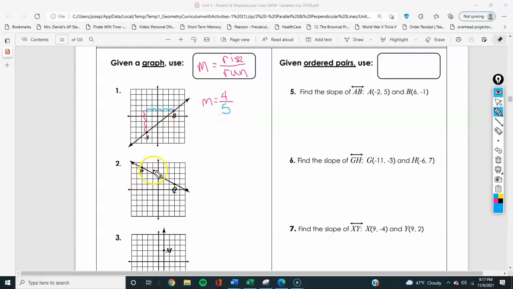Alright, let's take a look at number 2. Let's find the slope. So I gotta find my rise over run. So I go down 1, 2, 3. I go down 3. That's down, so that's -3. And how far do I go to the right for my run? Well, I go 1, 2, 3, 4, 5, 6. -3 over 6, which as a fraction reduces to -1/2.